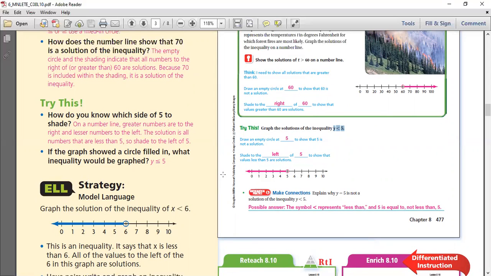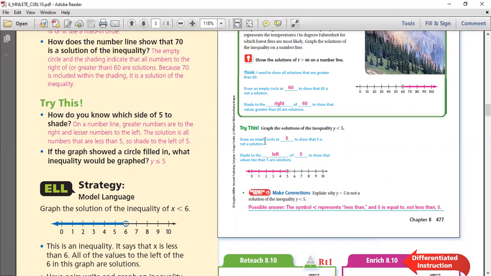I'm not able to open this thing. Let me check. Okay, this is for lesson 9, lesson 10. Anyhow, I'm not able to open your book.